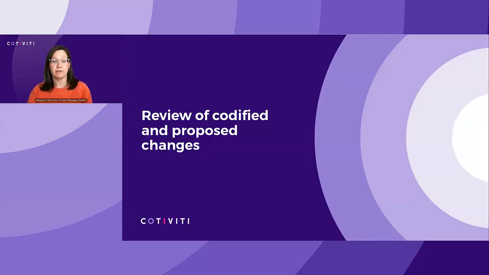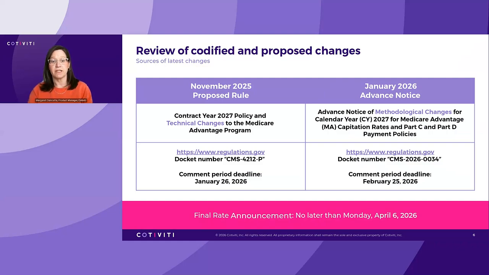Okay, let's start off by reviewing codified and proposed changes. I'll cover each star year in succession to give you a sense of the timing of the upcoming changes. Each change will be indicated as confirmed, proposed, or deferred to give you a sense of the likelihood it will be codified. I'll cover both the November 2025 proposed rule and the January 26 advance notice, both listed here. While the comment period has already ended for the November 2025 proposed rule, it still contained a lot of proposals that are likely to be codified in the upcoming final rate announcement. So I want to make sure that you're aware of them.